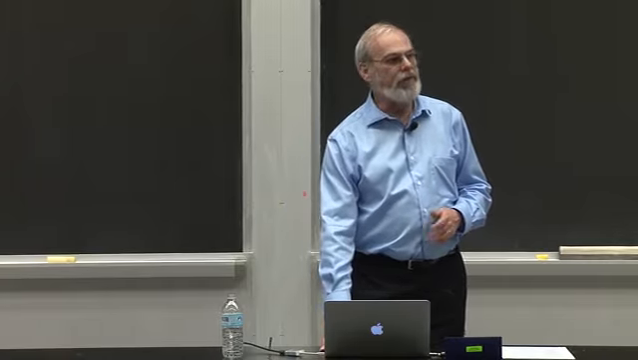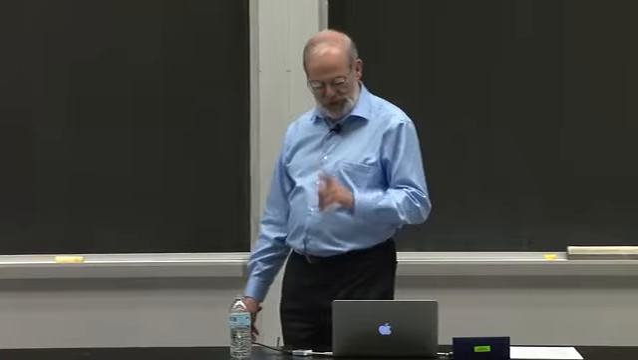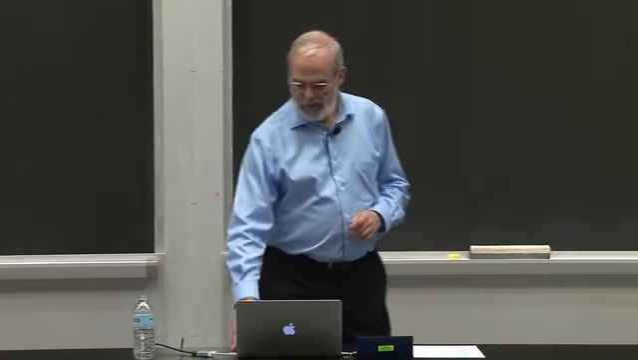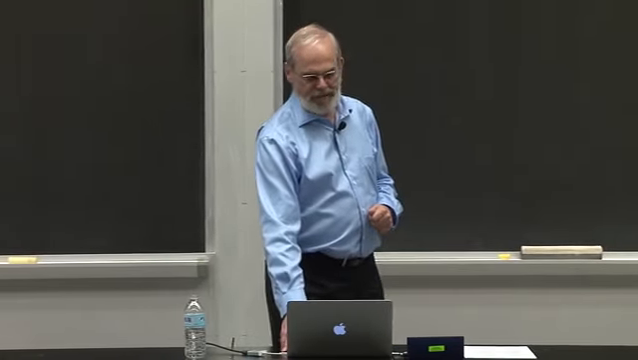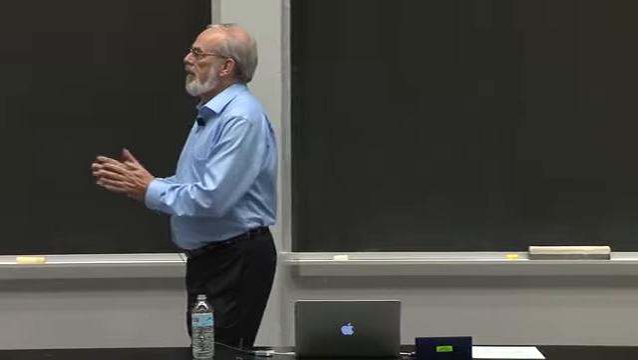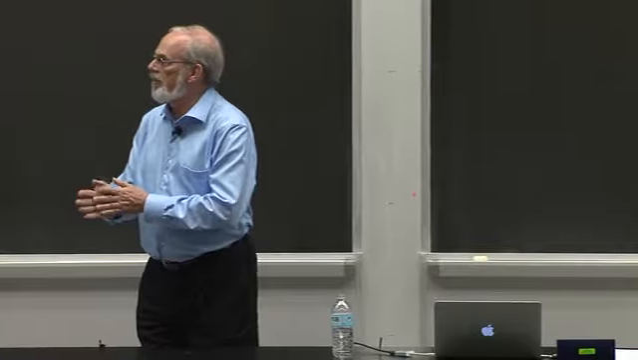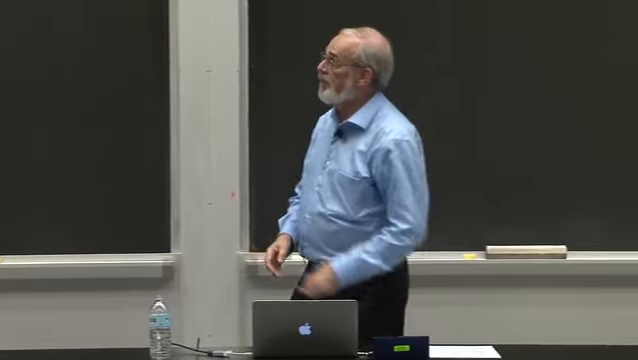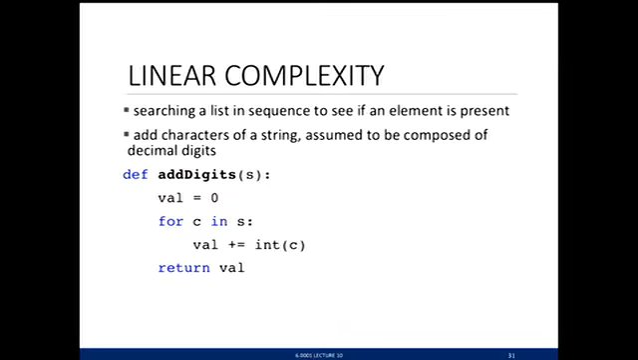Okay, so searching through a list in sequence is linear because of that loop. There are other things that have a similar flavor, and I'm going to do these quickly to get to the last example. Imagine I give you a string of characters that are all assumed to be composed of decimal digits. I just want to add them all up. This is also linear because there's the loop. I'm going to loop over the characters in the string. I'm going to cast them into integers, add them in, and return the value. This is linear in the length of the input s.